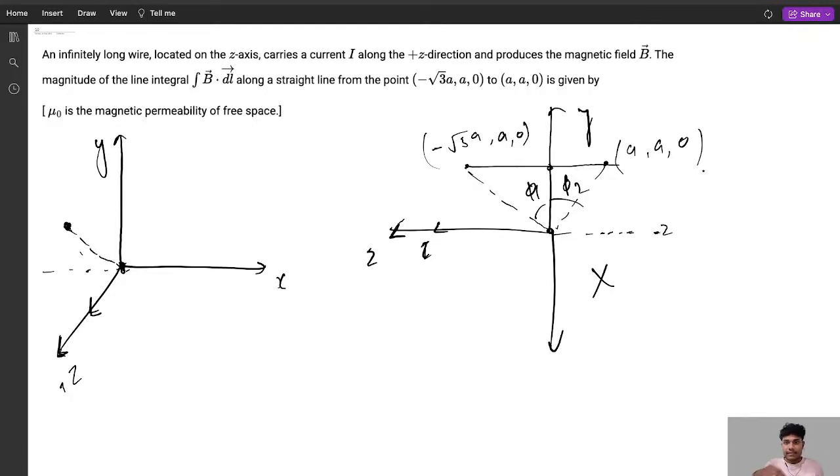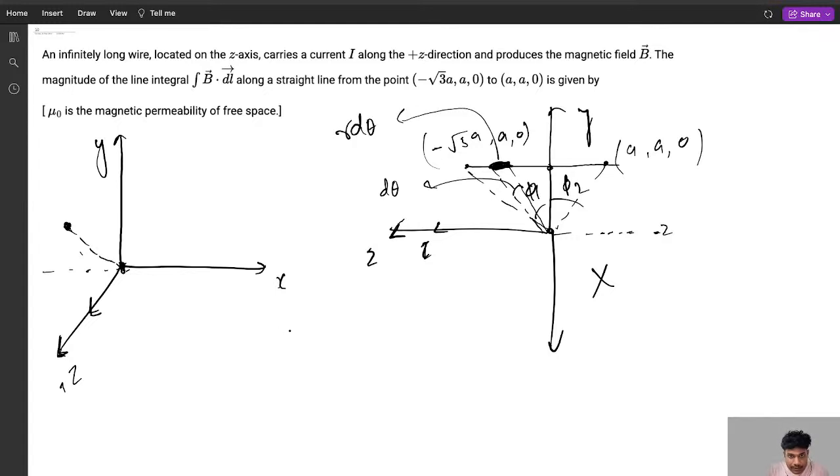Okay, that is in the back. So we have to find the line integral. If I take a small d theta angle, if I zoom it, what is this distance? That is equal to r d theta. So this is equal to r d theta.